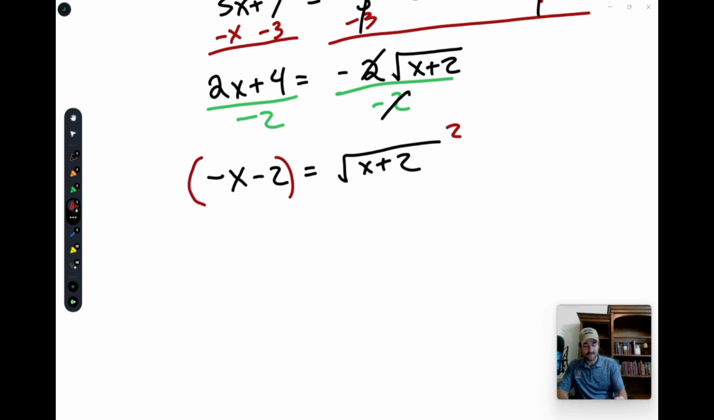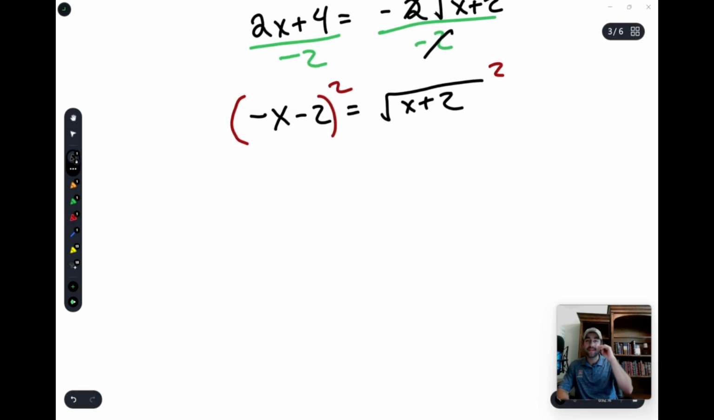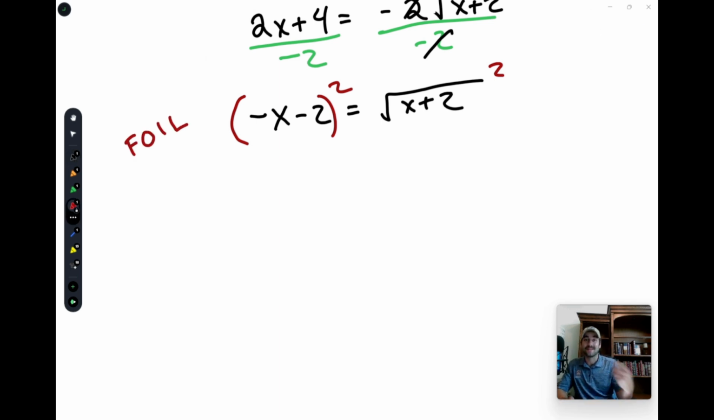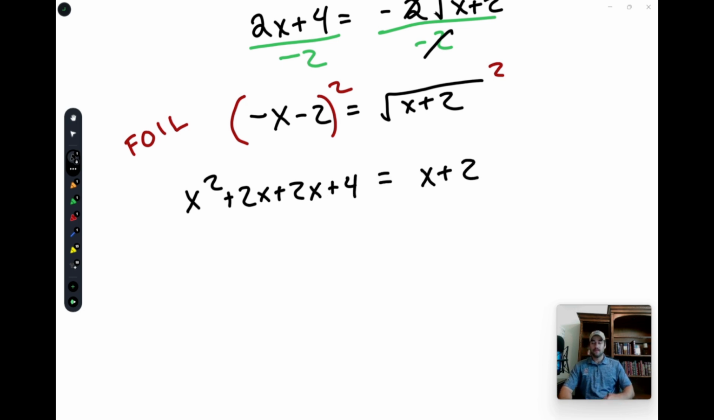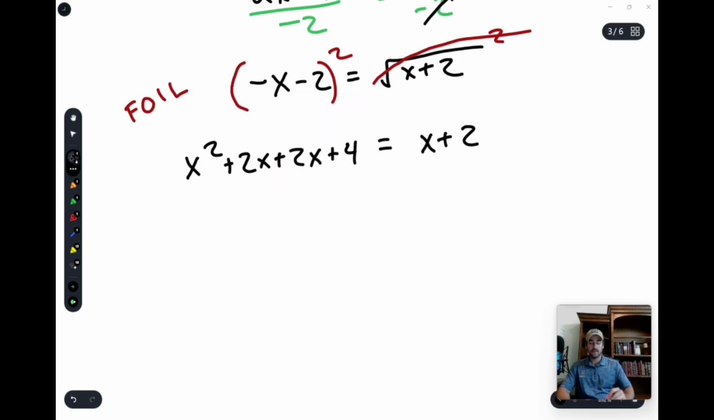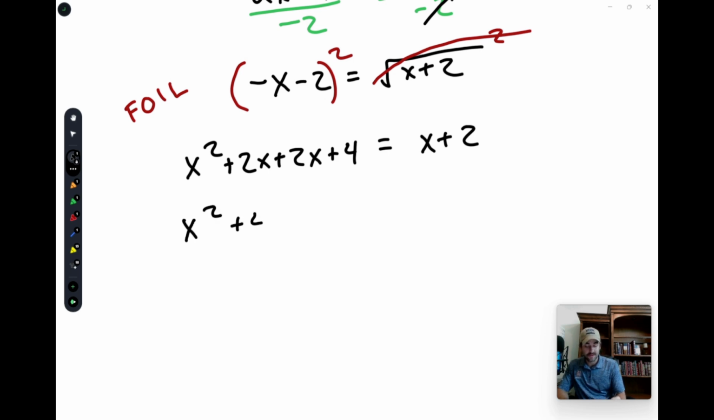Square. Square. And we're finally going to get to a problem we can solve. So we're going to do FOIL one more time, which is what I was saying at the beginning. This one has 2 FOILs, which is a little annoying. And we're going to end up with x squared plus 2x plus 2x plus 4 equals x plus 2. Because that square took care of that square root. And the left term got FOILed, keeping track of those negative signs and how they went away when you multiply a negative by a negative. So we've got x squared plus 4x plus 4 equals x plus 2. I did a little combining like terms.